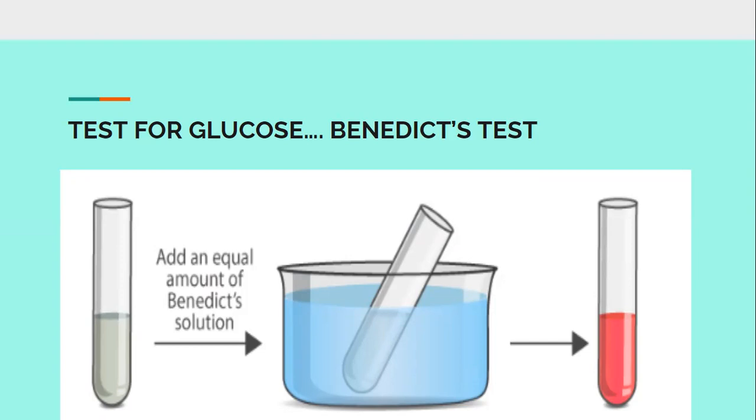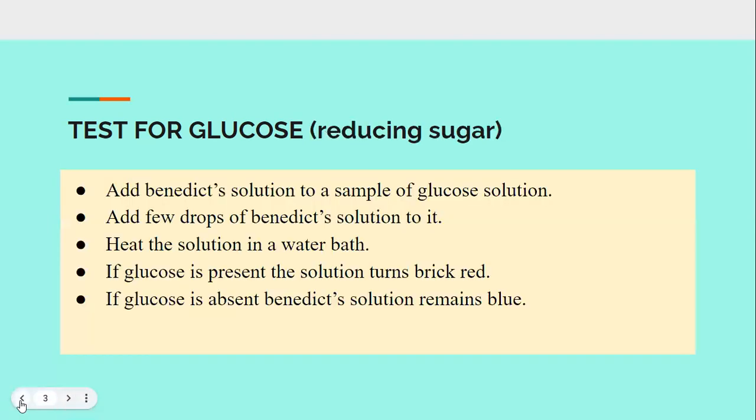When you add Benedict solution and heat it in a water bath, the test tube must be kept in a container of water and heated indirectly. That is called a water bath. If glucose is present, the color of the Benedict solution turns brick red. Actually, brick red colored precipitates form. And in any other solution, if glucose is not present, the Benedict solution remains blue.